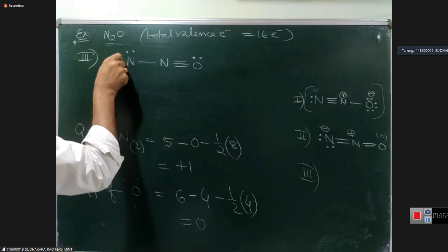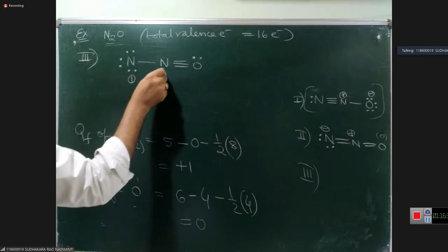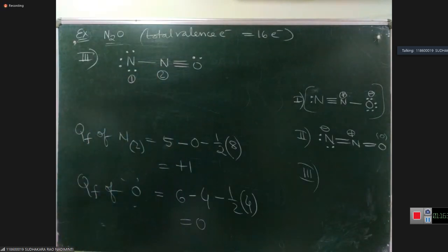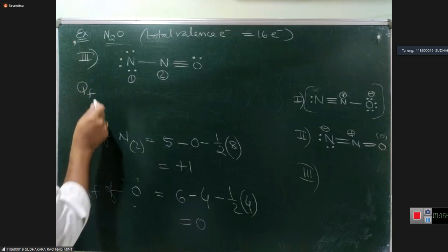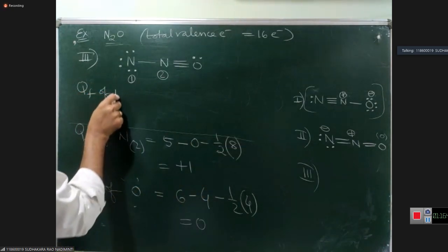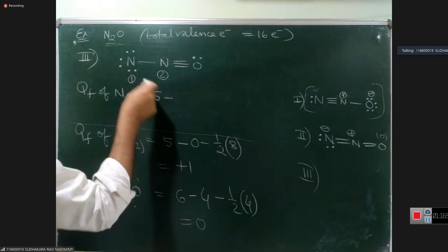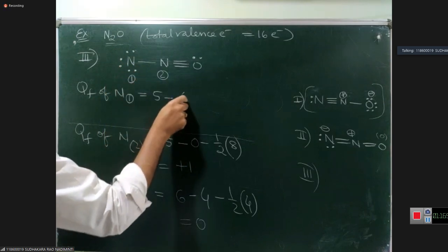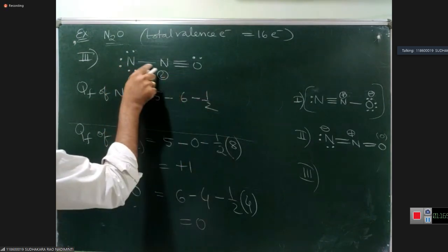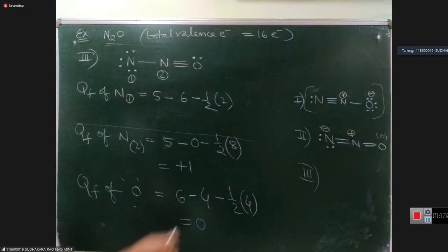This one contains 3 lone pairs. So number it as 1 and 2. And only one oxygen is there, so no need to give numbering. So find the formal charge of the first nitrogen. First nitrogen formal charge: 5 minus number of electrons as a lone pair 6, minus half into number of electrons as bond pairs 2. So 2 ones are 2, so it is -1.